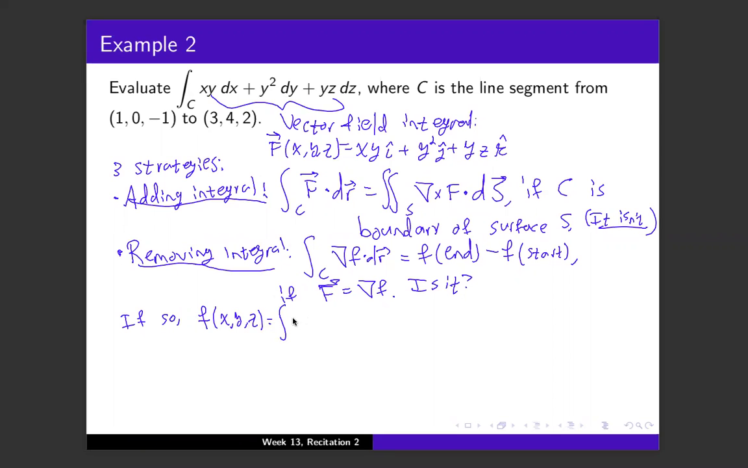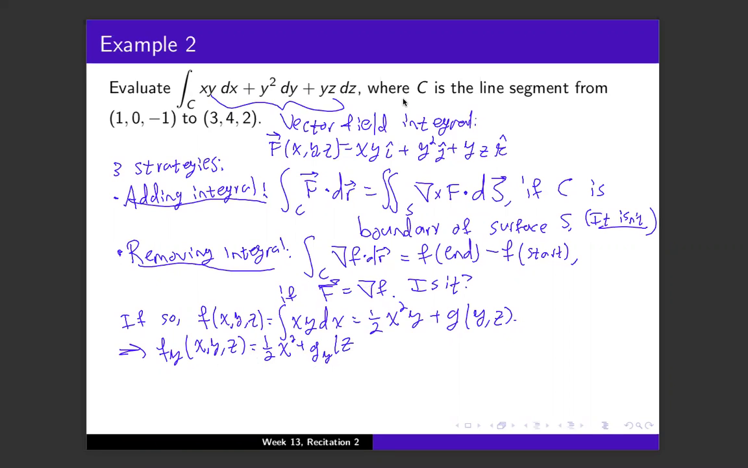is the antiderivative of xy dx, which is just 1/2 x squared y plus some function g(y,z). And that means that if you differentiate this with respect to y, you get 1/2 x squared plus g_y(y,z), and that has to be the same thing as y squared. But we've got a problem now.